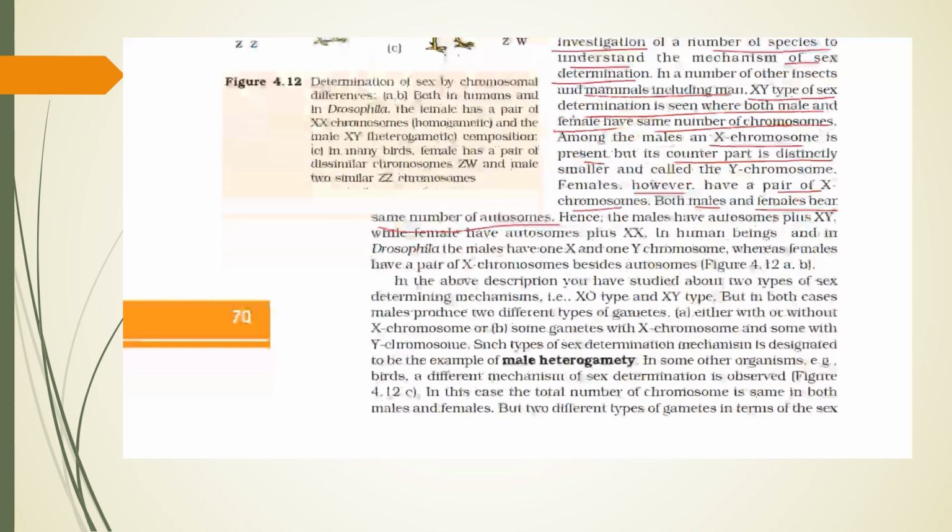Hence the males have autosomes plus XY and females have autosomes plus XX. It's clear. Now in human beings and in Drosophila, the males have only one X and one Y, whereas females have a pair of X chromosomes. Now we will move on to the XO and XY types. So let's move on to that.